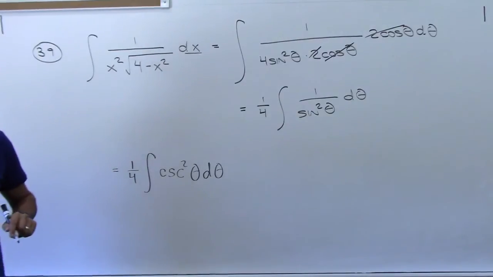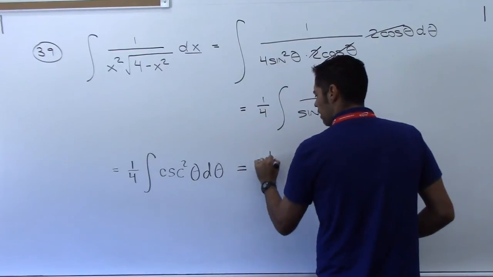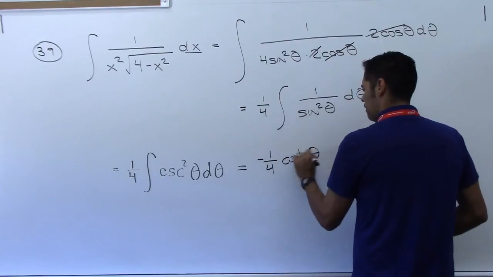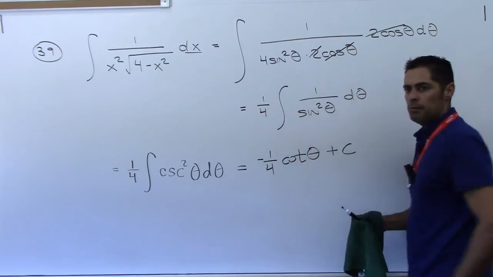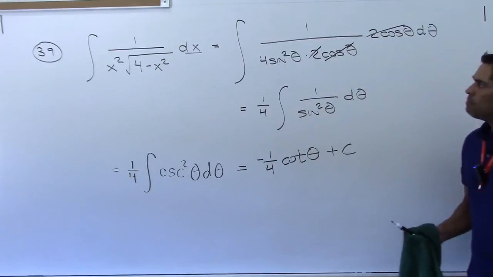But then we have a 1/4. So this is straight up, what formula did you say it was? Formula number 9. Formula number 9. There we go. Now we have to go back to x. Reference triangles once you get back to x.